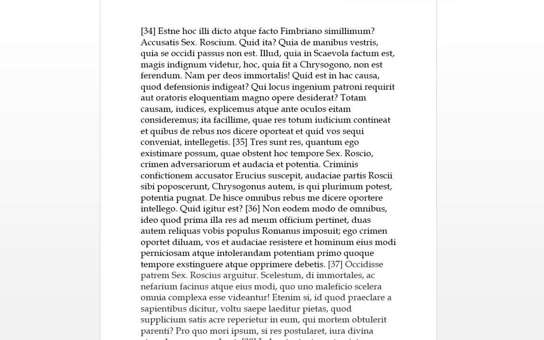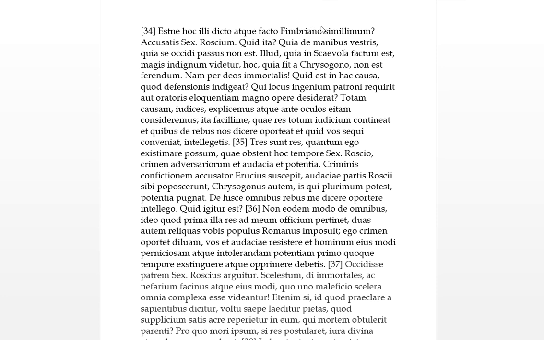So it's a question. Accusatus sextus roscium. This is a you plural. You accuse sextus roscium. Quid ita. This is one of the cases where quid means why. It means why thus, why so. Quia de manibus vestris, because from your hands. Quia, because, se ipsum occidi passus non est. Because he hasn't allowed or endured himself to be killed. He's obviously gone from their hands.